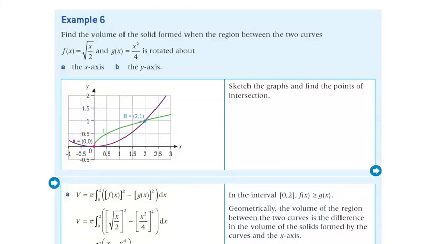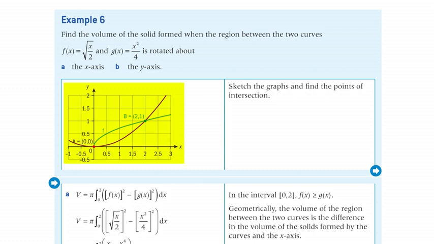In example 6, you will find the volume of a solid formed by two intersecting graphs, rotated 2 pi radians about the axes. The first step is to find the points of intersection of the graphs of the given functions. You can do this algebraically by setting the two equations equal to each other and solving for x. Using your GDC, graph the function, and either tracing on the graphs or using the appropriate commands, you find that the points of intersection are (0, 0) and (2, 1).